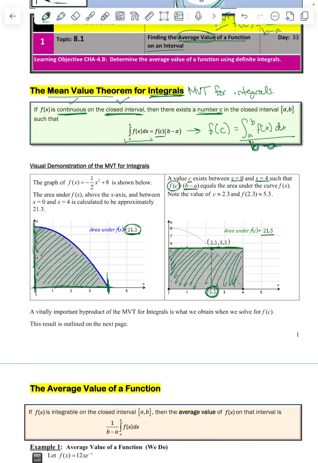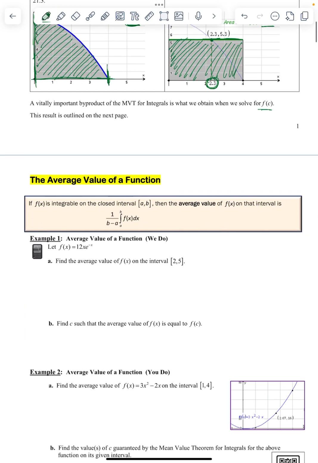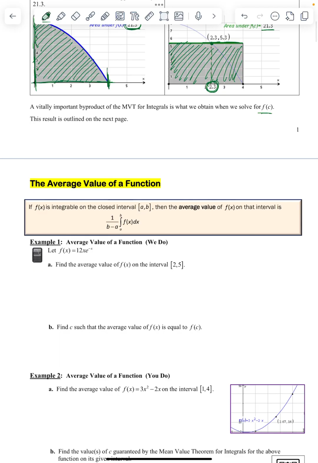A vitally important byproduct of the MVT for integrals is what we obtain when we solve for f of c. The result is outlined on this next page. What's important is this idea of the average value of a function. If f of x is integrable, that means you can actually integrate it on the closed interval from a to b, then the average value of f of x on that interval is 1 over b minus a times the integral of f of x. And that is equal to the average value.